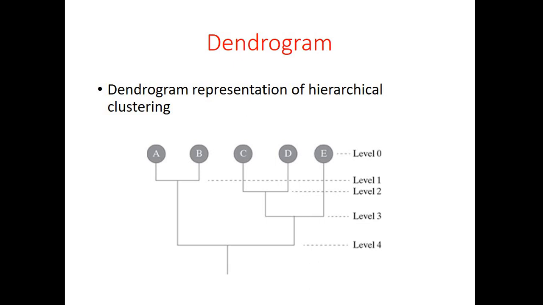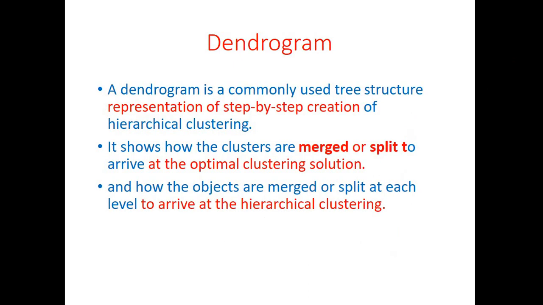Dendrogram. A dendrogram is a tree representation of this hierarchical clustering process. At level 0, all the leaf nodes will be there. Level 1, some kind of grouping is done. Level 2, another kind of grouping is done. Level 3, the next level of grouping is done. Like that, this process will continue either top down or bottom up over the elements in the given data set.